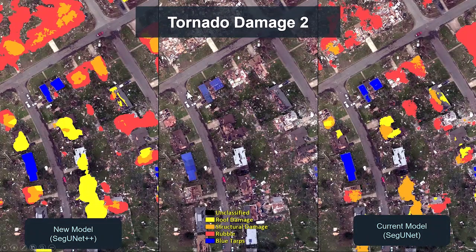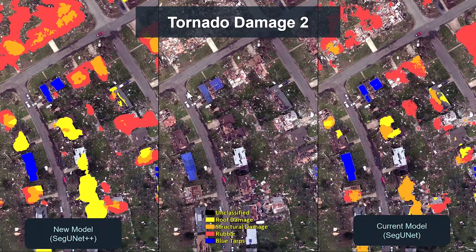Here's another screenshot showing some of the differences between the two models. In general, the SegUnet++ is also a little bit better at determining the correct class. And this is an example where it's a great teaching lesson, but we have two classes that look very similar to one another. It's roof damage and structural damage.